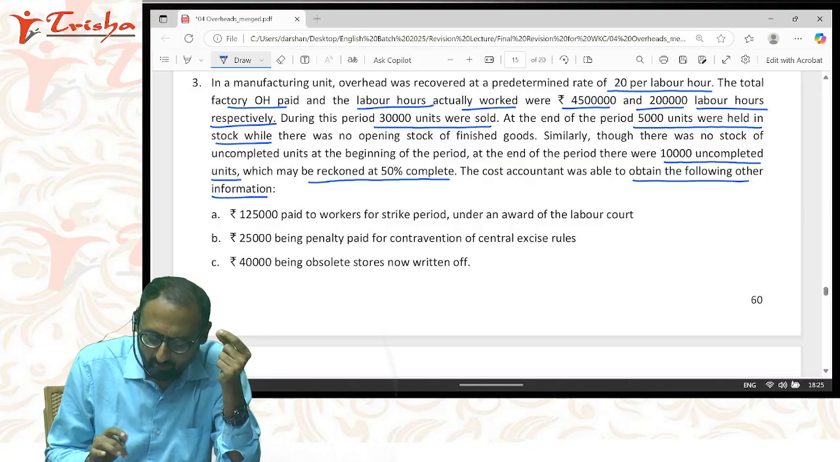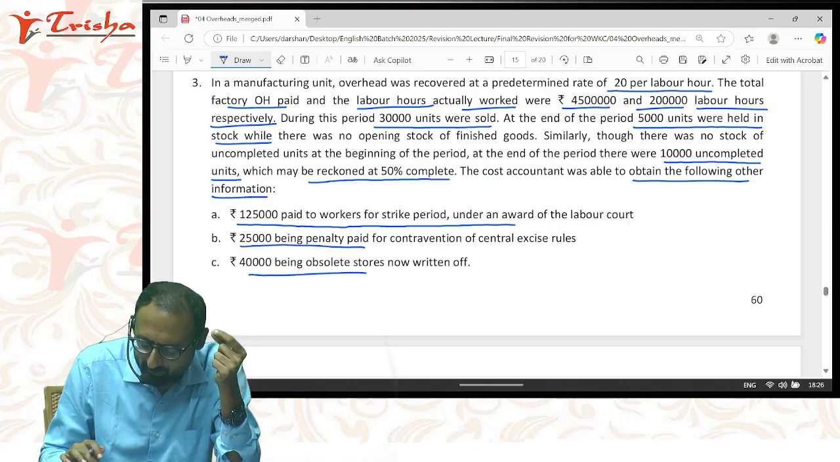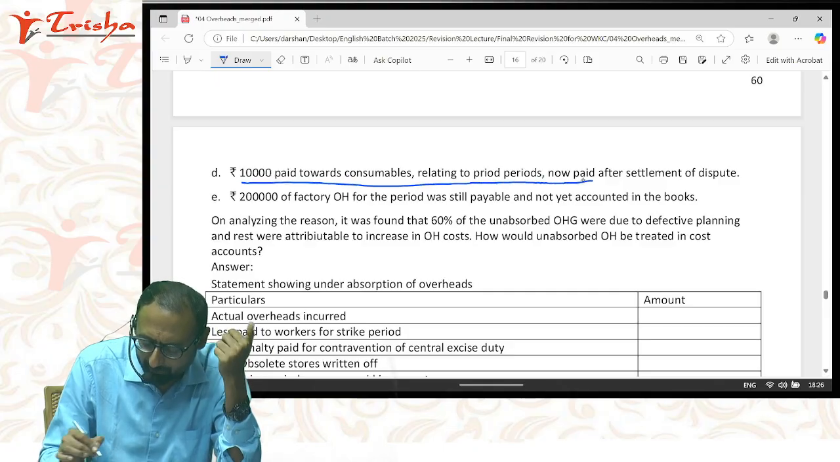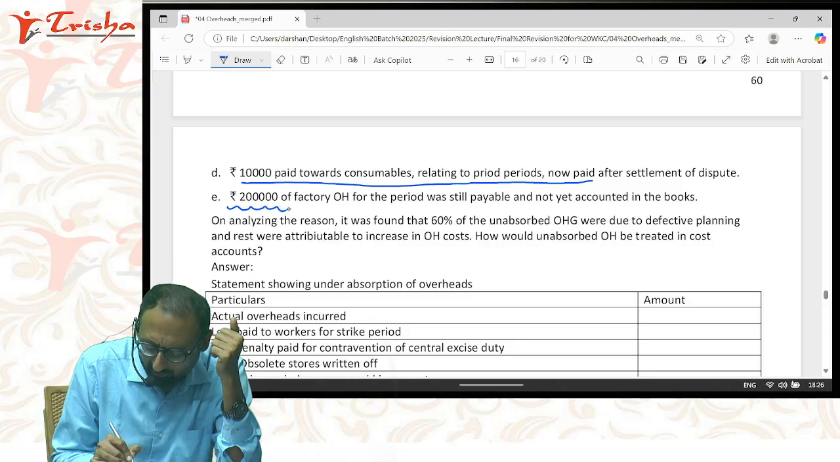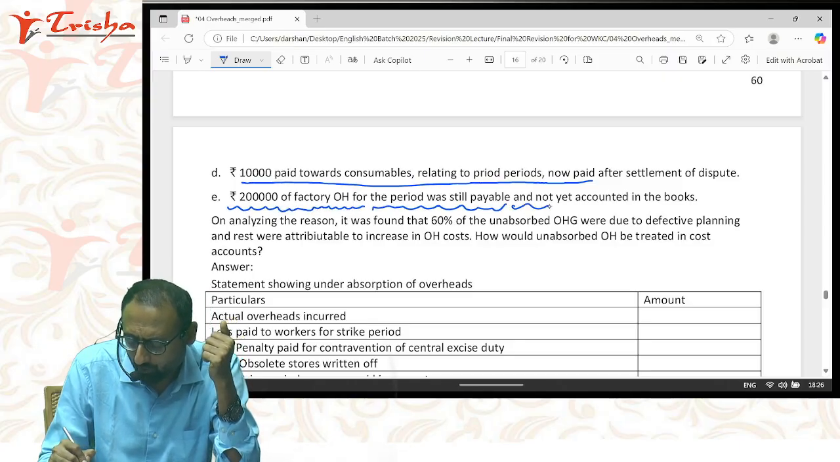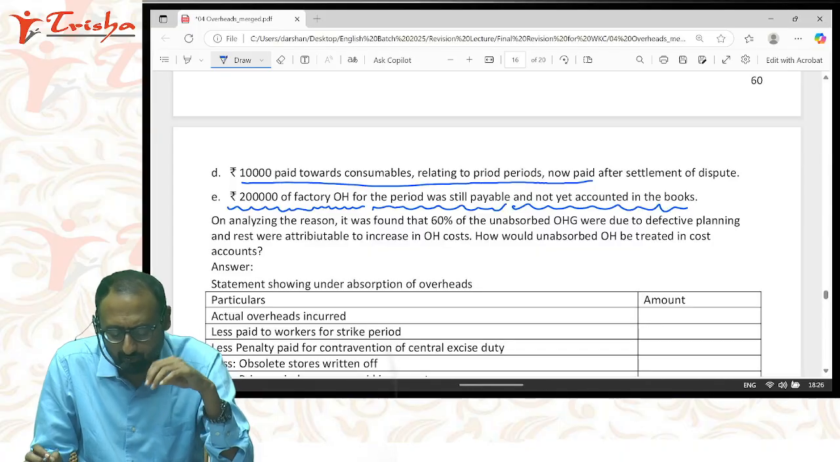1,25,000 paid to the workers during the strike period, 25,000 penalty, 40,000 obsolete stores written off, 10,000 paid towards consumables relating to the prior period. Most important, 2 lakh of the factory overhead of the period was still payable and not yet accounted in the books of accounts. So, current year expenses not yet accounted.